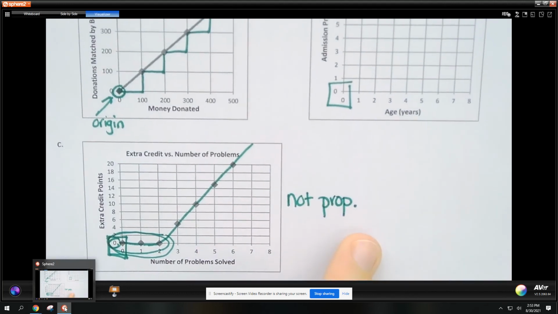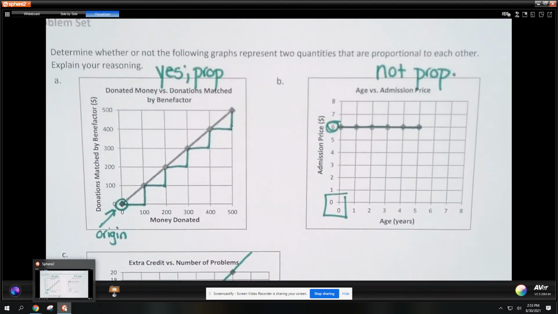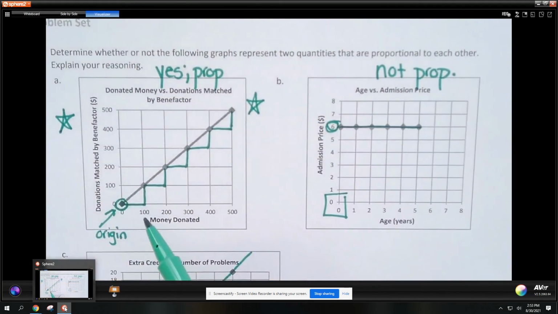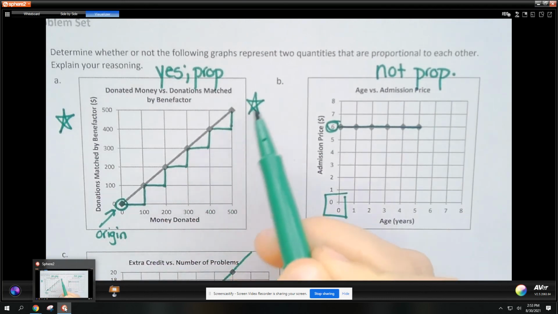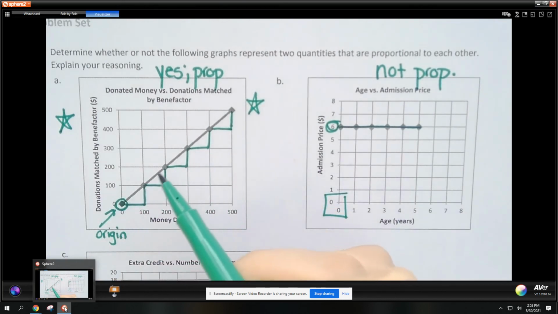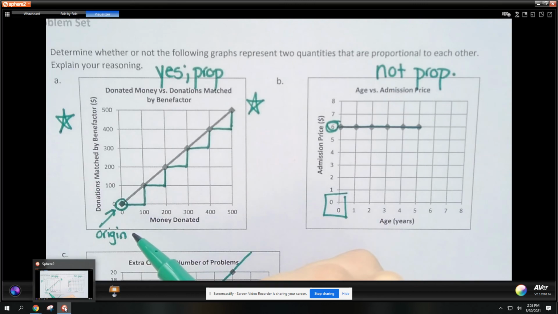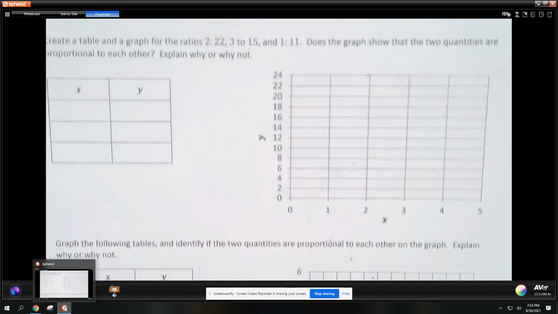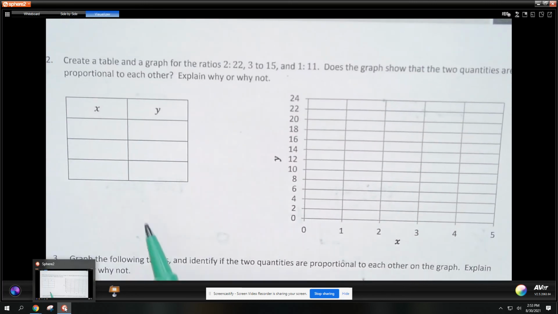So in summary, when looking at these graphs, in order for them to have a proportional relationship like this one, you need them to go through the origin and have a nice straight diagonal line that shows a constant rate of change. Now flipping onto the back of this paper, we are given a table and we want to put some of these values in our table.